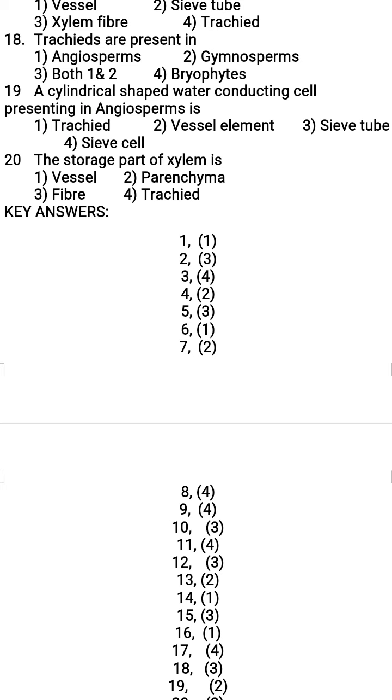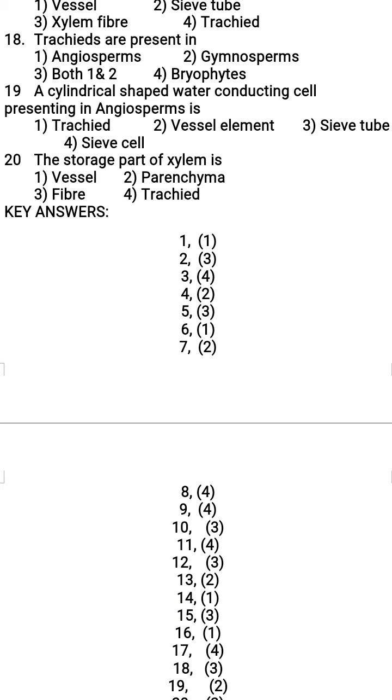A cylindrical shaped water conducting cell present in angiosperms is. Let's look at the options. Option 1 trachea, option 2 vessel element, option 3 sieve tube, option 4 sieve cell. Then what could be the answer? The correct answer is option 2, vessel element. Let me say one important point.